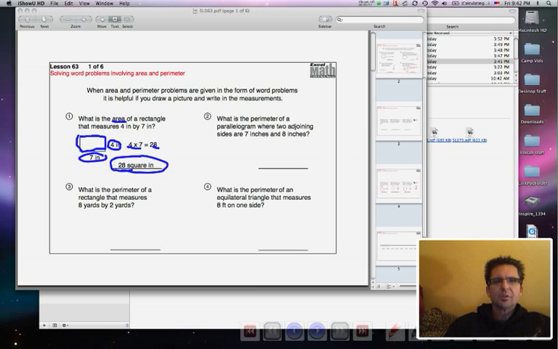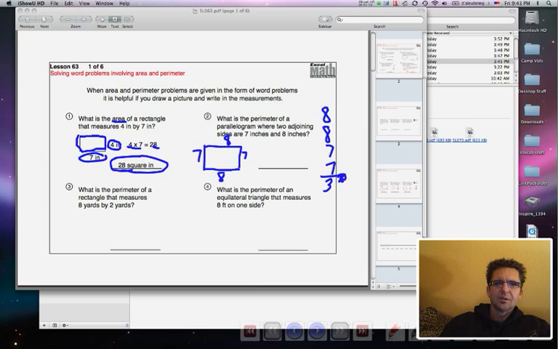Number two, what is the perimeter of a parallelogram where two adjoining sides are 7 inches and 8 inches? Adjoining means joining or touching. And so we have a parallelogram, any shape that's a quadrilateral where the opposite sides are parallel. And the long side, it says, is 8 inches, and the short side is 7 inches, and they want the perimeter. So that means we need to add all the sides together.